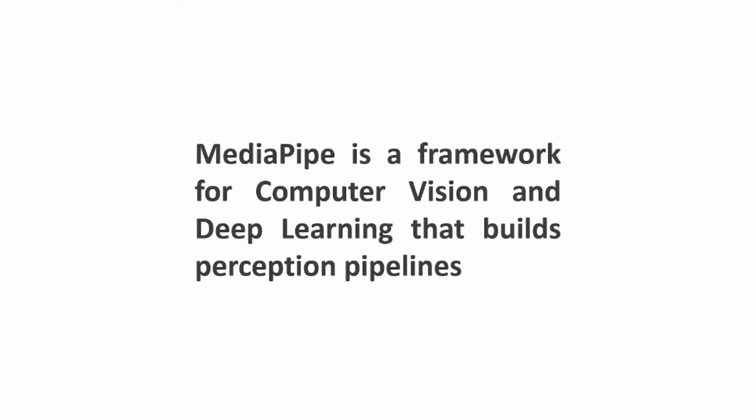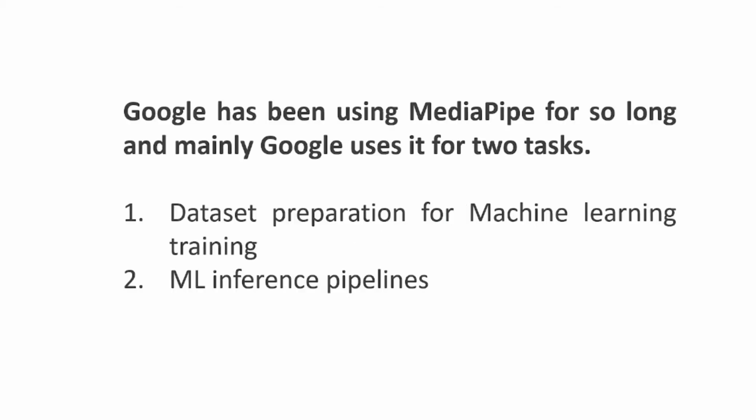Basically, MediaPipe is a framework for computer vision and deep learning that builds perception pipelines. For now, you just need to know perception pipelines are some sort of audio, video or time series data that cache the process in pipelining zones. And Google has been using MediaPipe for so long, and mainly Google uses it for two tasks. First one is dataset perception for machine learning training and machine learning inference pipelines.